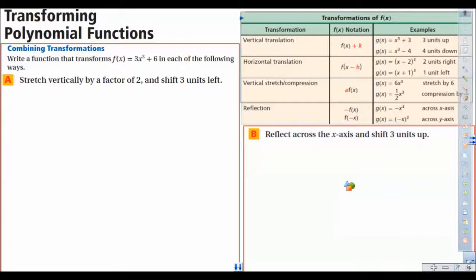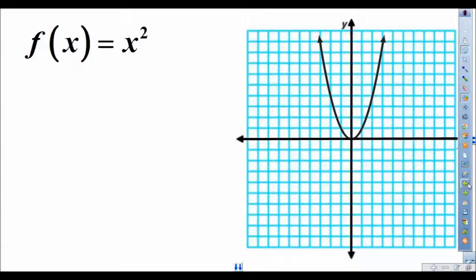I just want to talk to you guys about transforming polynomial functions. What we're going to be doing, and what you're expected to do on this last lesson for the unit, is be able to take an equation of a transformation and transform it and write a new equation for it. Let's do a little bit of review before we get into the topic here.